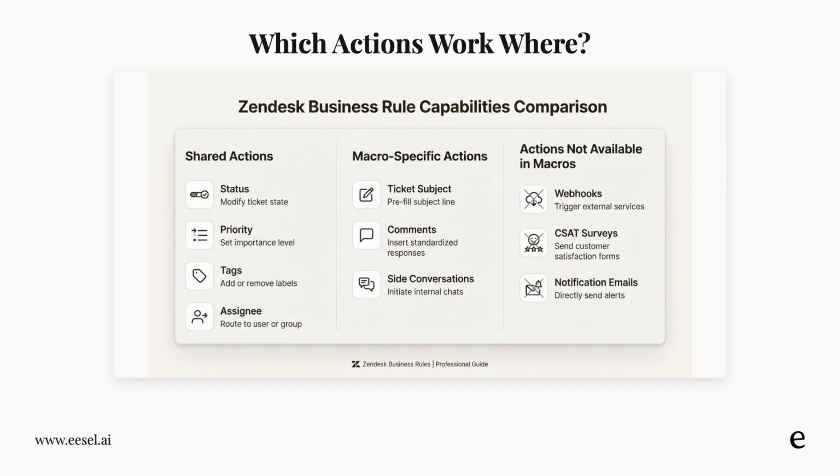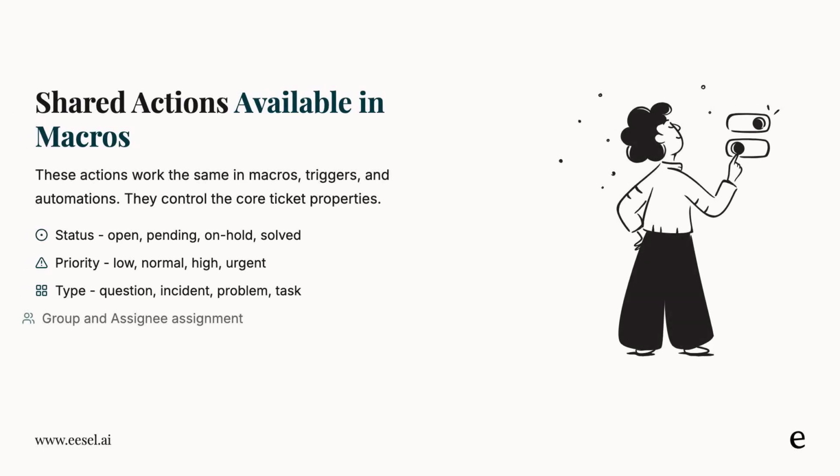Macros share most of their actions with triggers and automations, but not all. Understanding this overlap and where the boundaries are prevents you from spending hours debugging why something will not work inside a macro. The core shared actions cover everything you need to change on a ticket: status, priority, type, group and assignee assignment, custom fields, ticket forms, and brand. These work identically whether you use them in a macro, a trigger, or an automation.